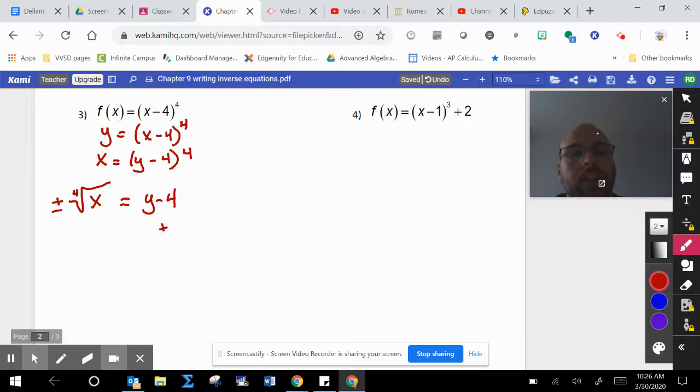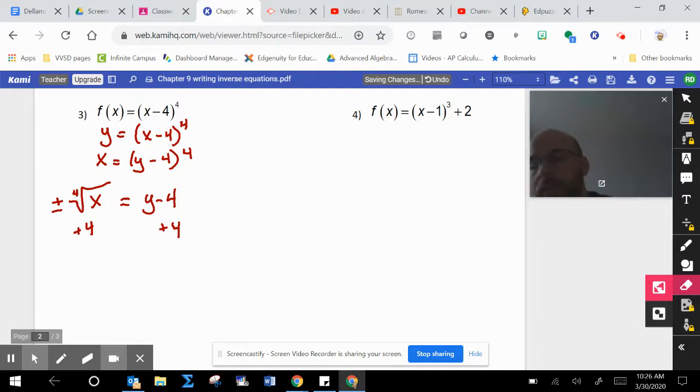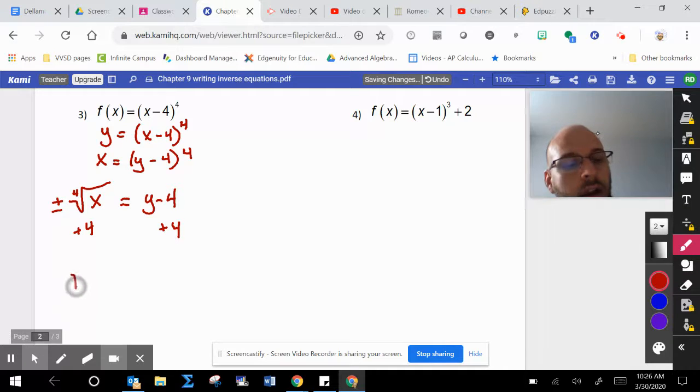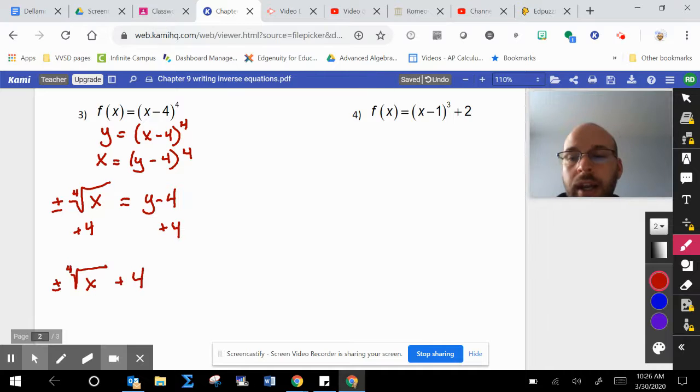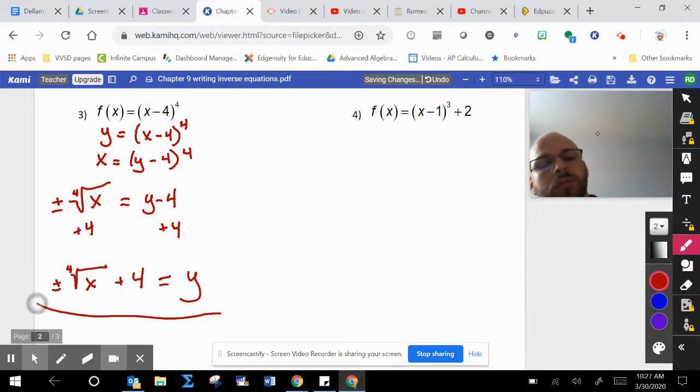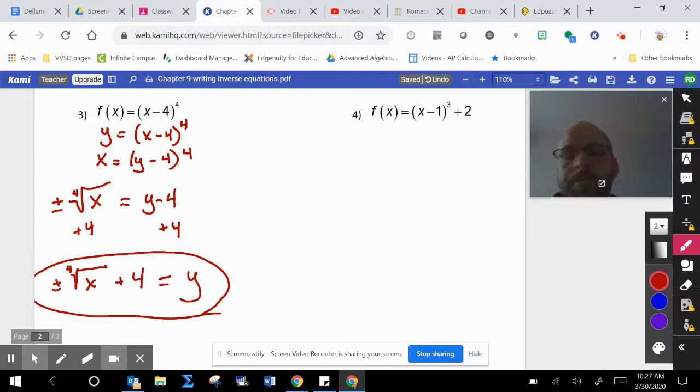I still need to finish isolating the y, so I'm going to add the 4 over to the other side. Now, the one thing that you have to watch out for is I have plus or minus, excuse me, I'm going to rewrite that. That's pretty sloppy. I have the 4th root plus or minus x. Now, when I add the 4, that is on the outside. I never took the 4th root of that extra 4, bringing it over, so it's got to be on the outside. I like to write it at the end. And that is just equal to y. That would be my answer.